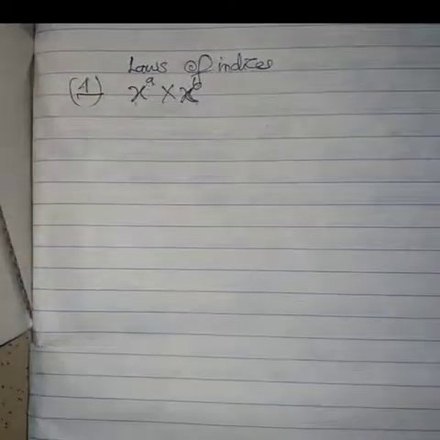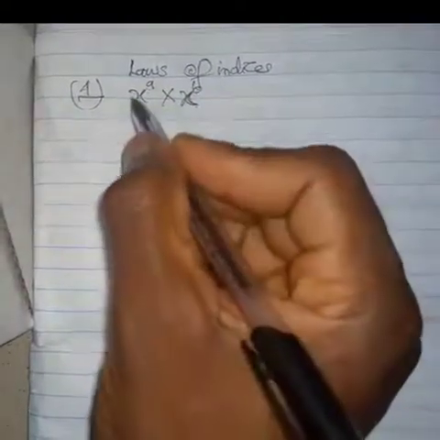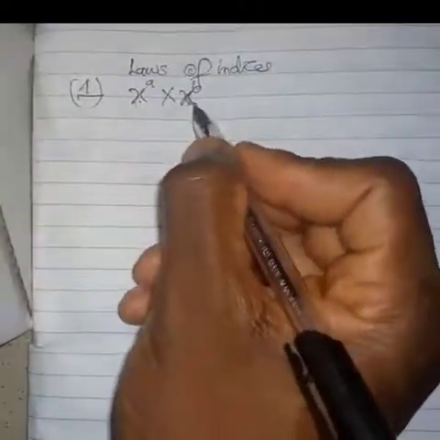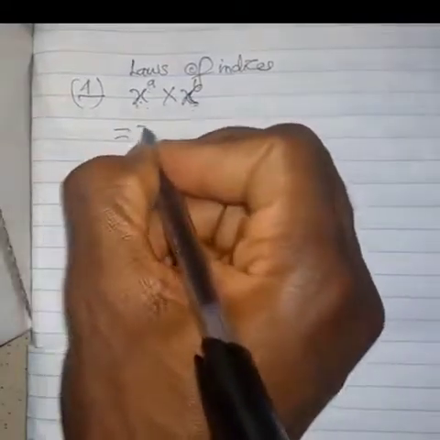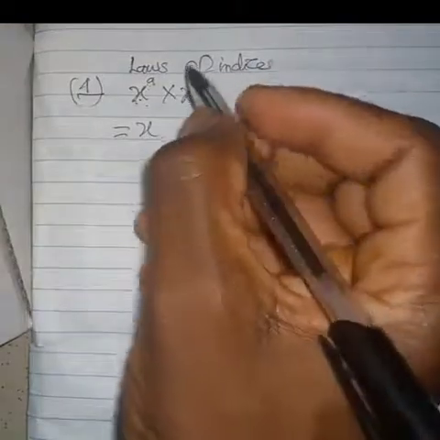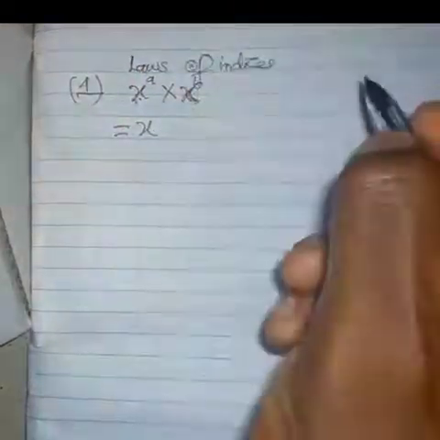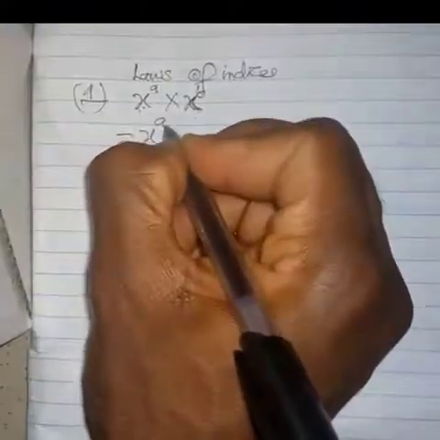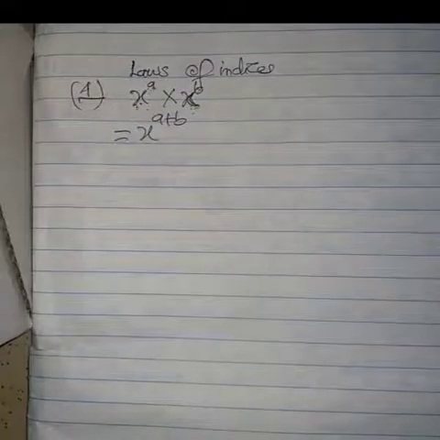But the most important thing is when you have expressions like this, all you need to do is pick one of these 2 similar letters here. Just pick one of it. Then you see the powers. You add the powers together. So you have this. Now, what do we mean by this?